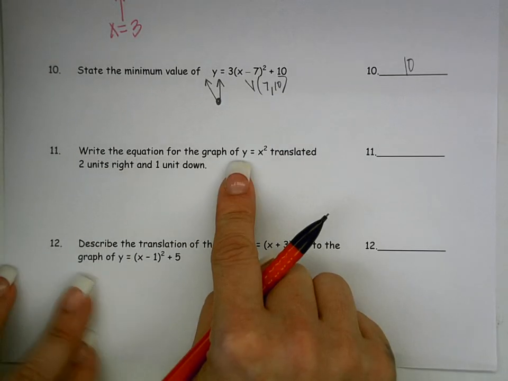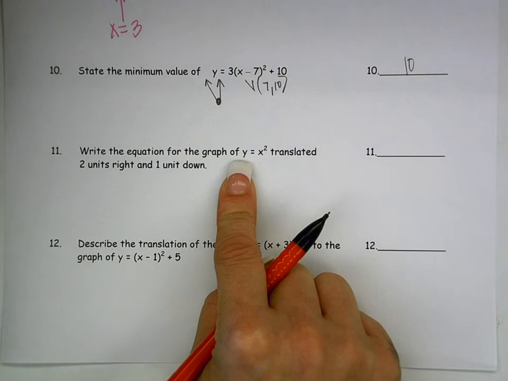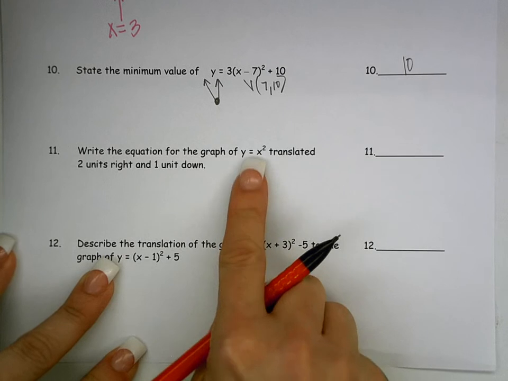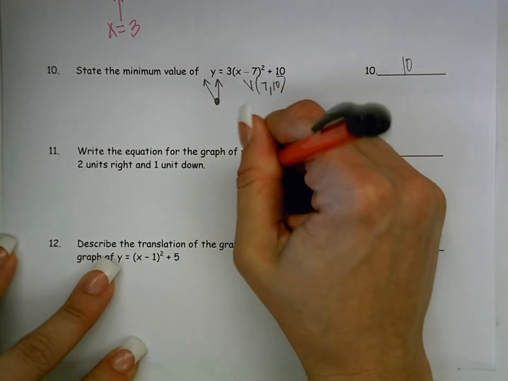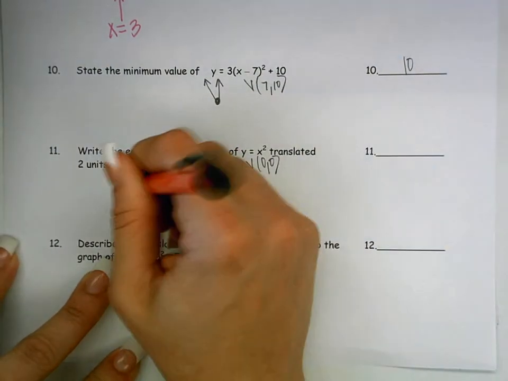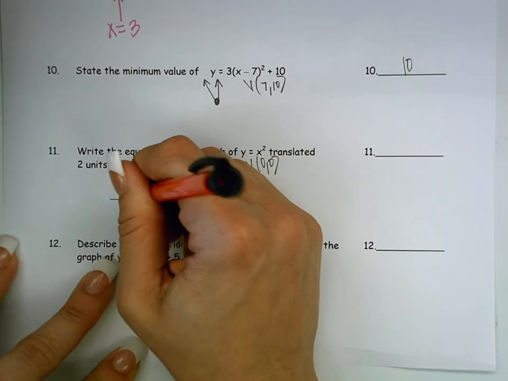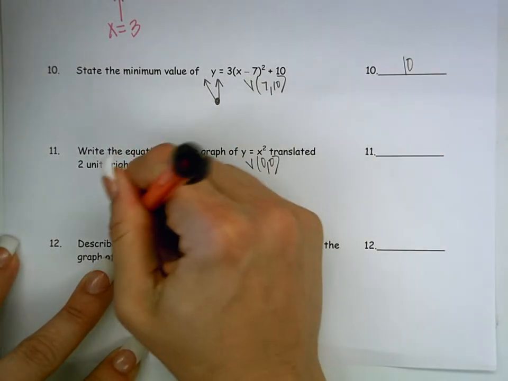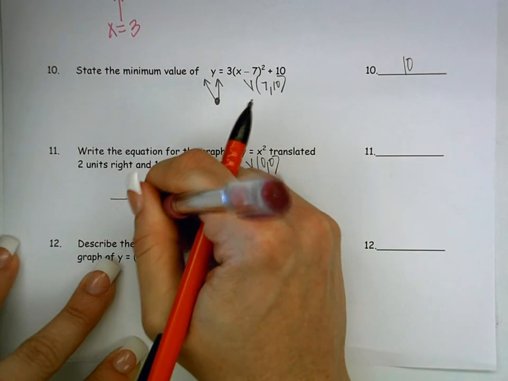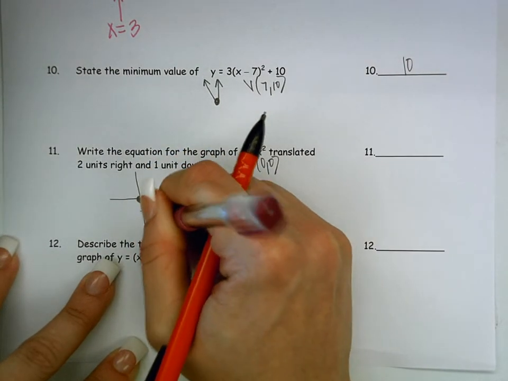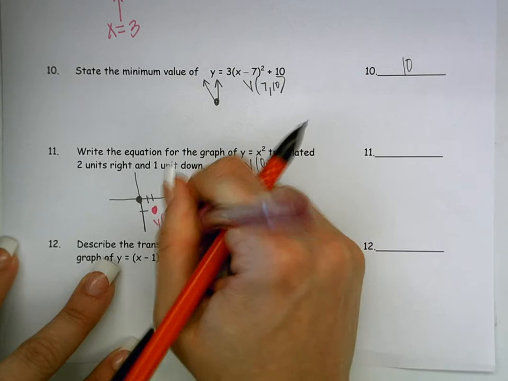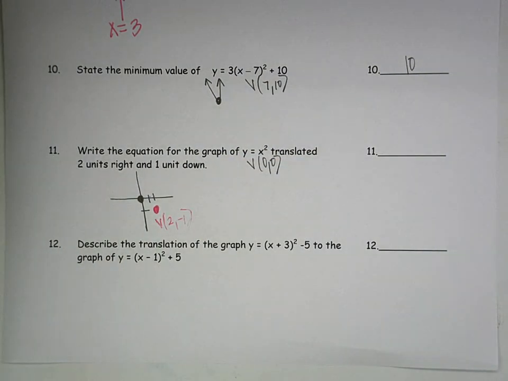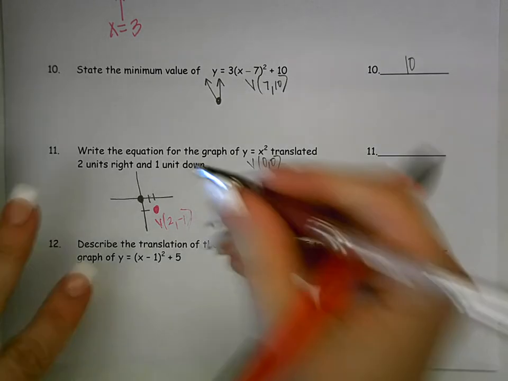Write the equation for the graph of y equals x squared translated. Translate just means if I picked up and moved the whole graph. This one starts at a vertex of 0, 0. I think it's easiest when you draw these. If you start at 0, 0 and translate or move 2 units right and 1 unit down, your new vertex would be at 2, negative 1. So 2, negative 1. All you have to do here is just rewrite this into descriptive form.